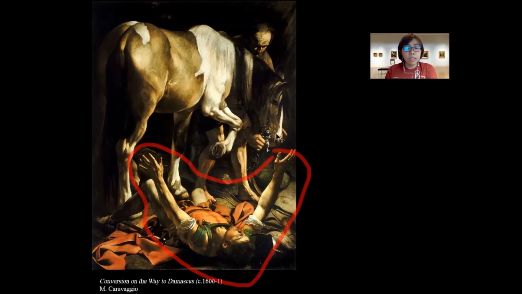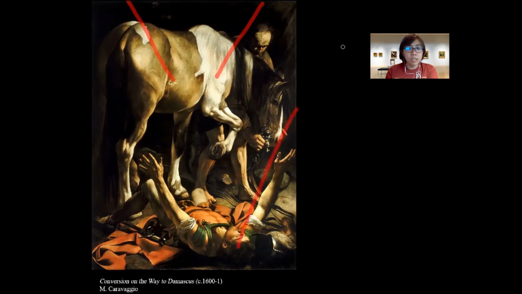We also couldn't point out kung nasan galing yung ilaw. No? It could be from there, here, or maybe here. No? Hindi natin masabi kung nasan galing yung light. Could be from here.